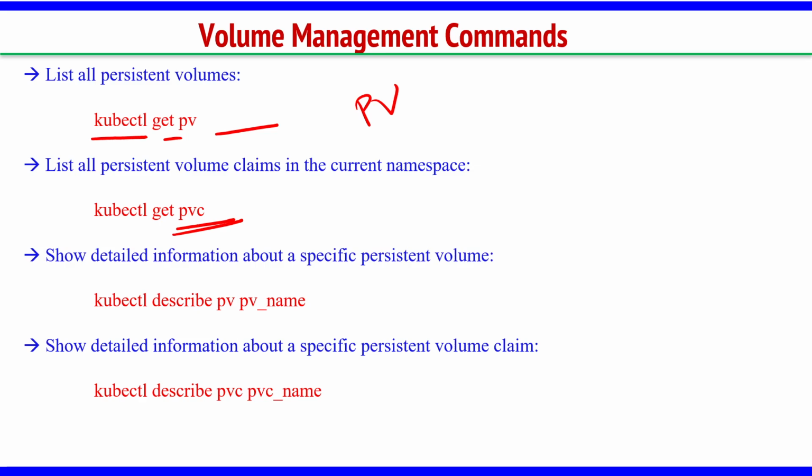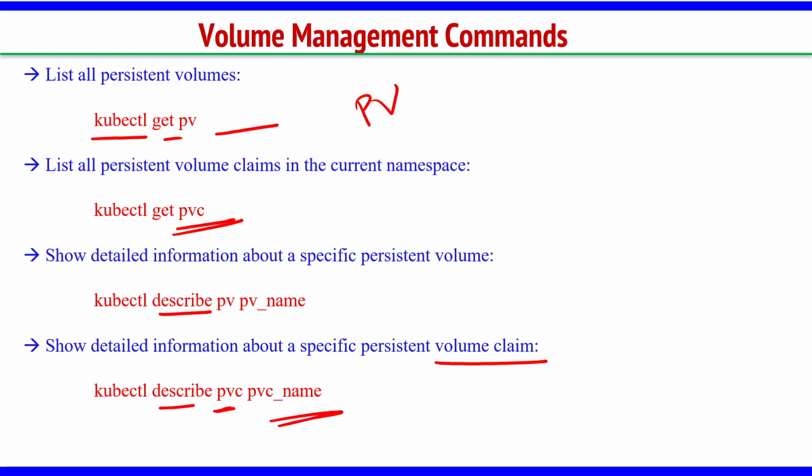Okay, if you want to know more details about a particular volume, you can use describe. And if you want to know more detail about a particular claim, then again we can give kubectl describe pvc and the pvc name, right? So these are related to volume. If you link this, you can understand, right?